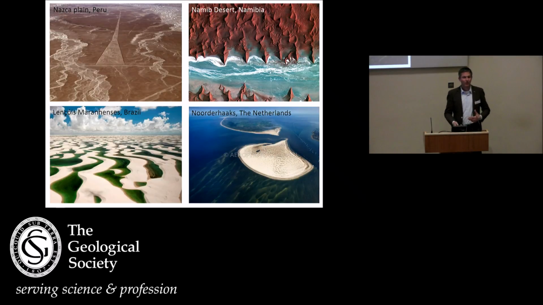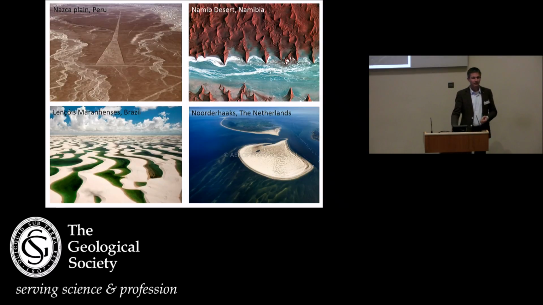When we look at modern analogues to try and interpret the depositional environments, we kind of fall short. So a couple of examples: Nazca Plain, very dry. Namib Desert, also very dry. Distinct interactions of rivers and dunes that we match in our deposits. Marahenses National Park in Brazil, which is coastal. And then you've got some shoals in front of coasts in various locations.